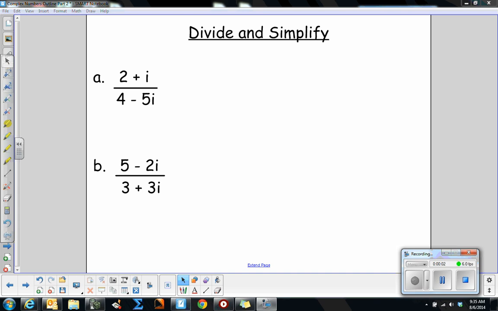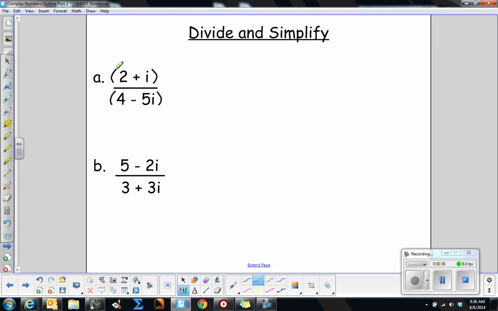When we divide complex numbers, we don't actually do anything that resembles division. We have a fraction consisting of two complex numbers, 2 plus i in the numerator, 4 minus 5i in the denominator. There really isn't a process for directly dividing complex numbers. So if we can multiply the denominator by something that will turn it into a real number, we're in business.